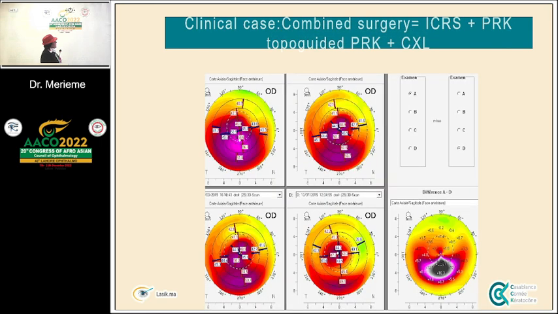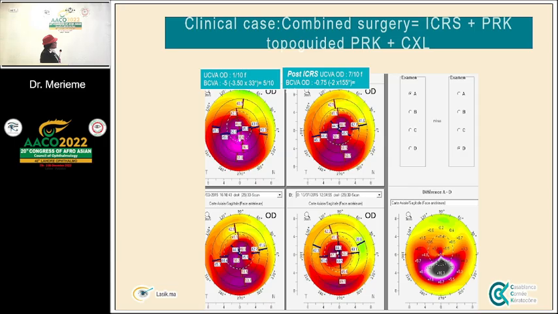We have this example with combined surgery. We have a severe keratoconus, and the K-max is more than 16, and we combine surgery. We perform first intracorneal ring to decrease the high order aberration. This is the map after corneal rings.